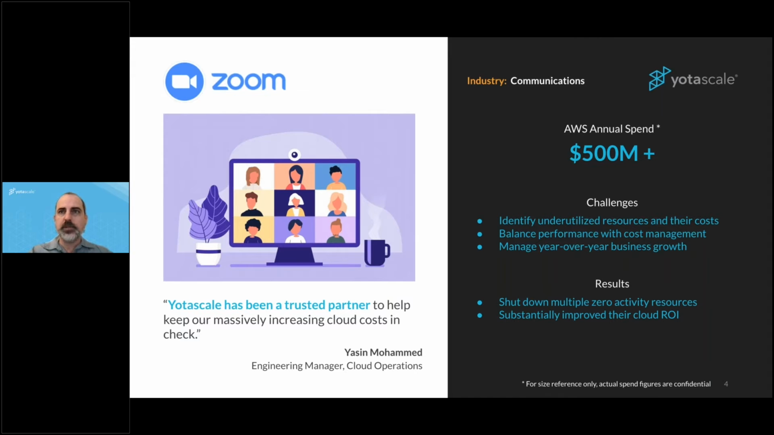Well, they shut down multiple zero activity resources. We were able to help them go in and find places in their infrastructure that were quite literally unutilized instances that had been spun up, or places where maybe they had auto-scaled up instances that didn't get auto-scaled down. But finding all these places where there were clusters of compute resources that had been spun up and were quite literally doing nothing, which is not a one-time activity, by the way.